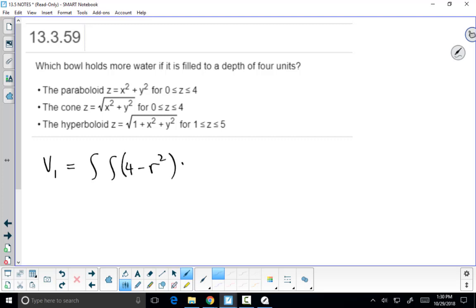So we get this. We don't have triples, and it makes it so much easier. Everyone agree with this? Tell me how you got that. So the upper surface is z equals 4. The lower surface is z equals r squared. So upper minus lower, and then r dr d theta, well, polar. There you go, right there.